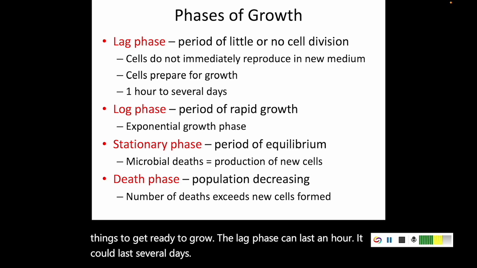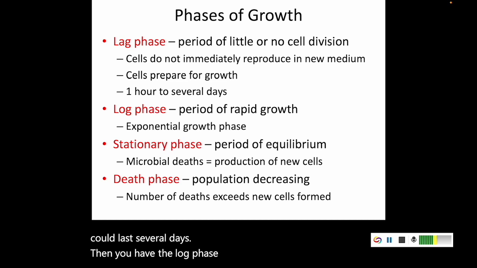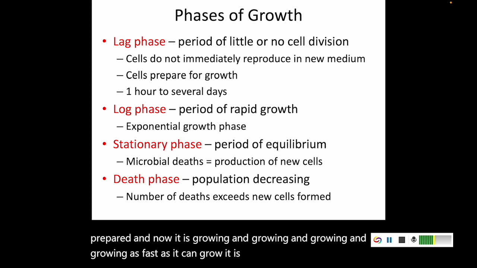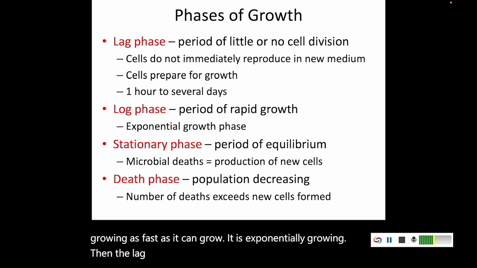Then you have the log phase. In the log phase, that cell is prepared and now it is growing and growing and growing and growing as fast as it can grow. It is exponentially growing. Then the log phase is eventually going to be replaced by the stationary phase.